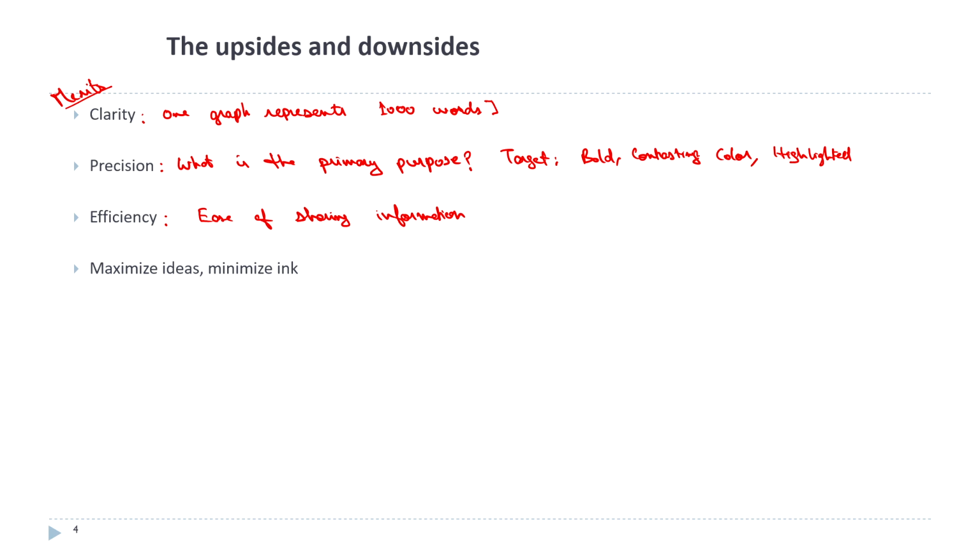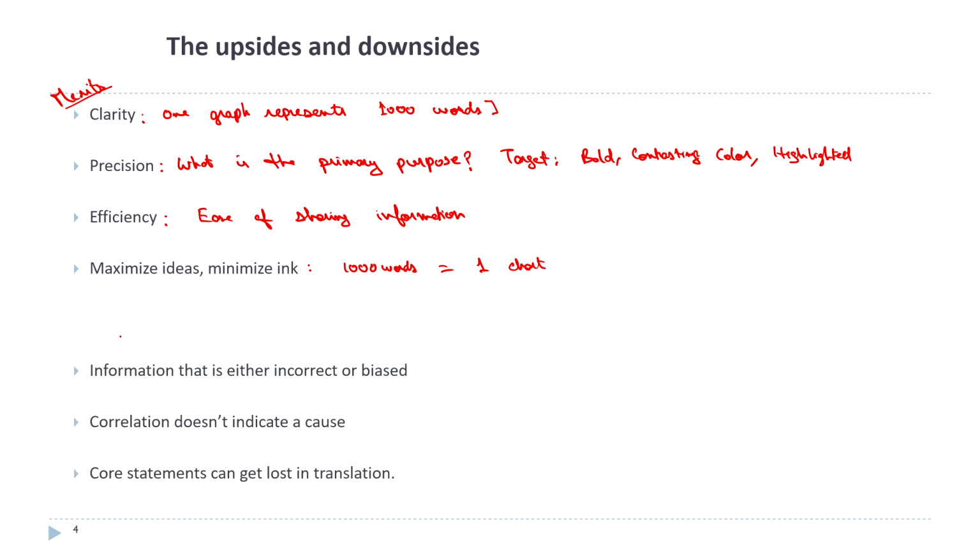So, we interactively explore the opportunities, we visualize the patterns and relationships. When we visualize the patterns and relationships, we also maximize the ideas with minimum ink. Here I think I would say 1000 words is equal to one chart. With the upsides, certain downsides are there, that I can say the demerits.